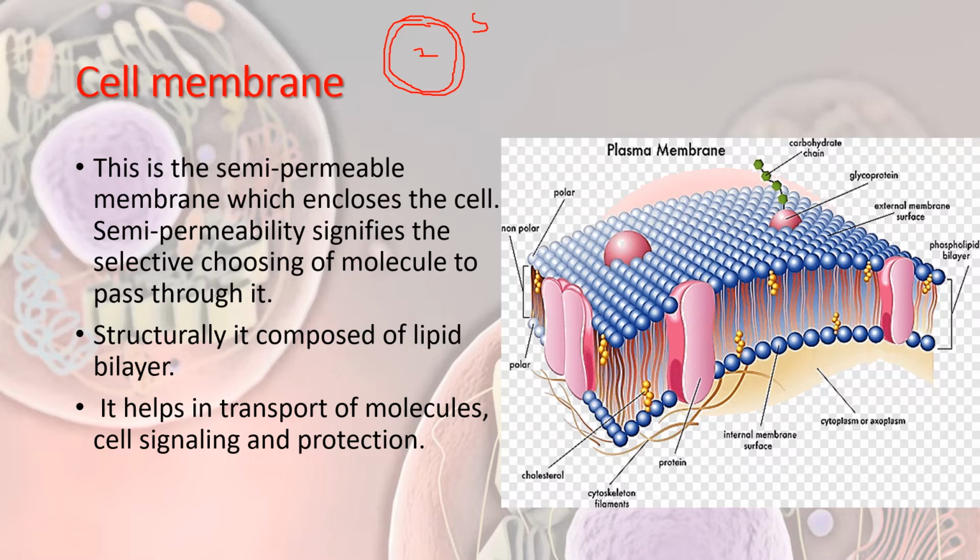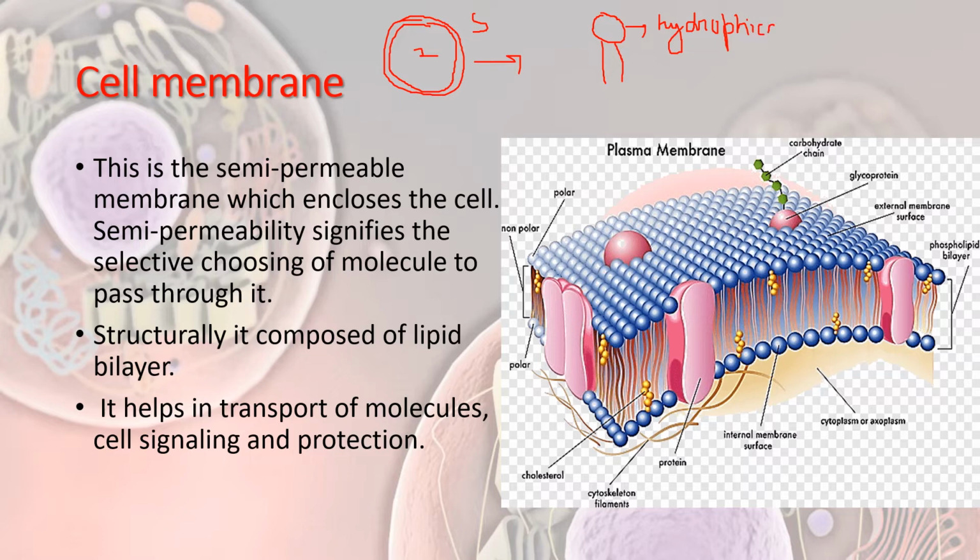Structurally, it is composed of phospholipid molecules. So what are these phospholipid molecules? The molecule consists of two parts, the head and a tail. The head has a phosphate group, and it is hydrophilic. Hydrophilic means hydro means water and philic means loving. So it always points toward the water end or liquid end.